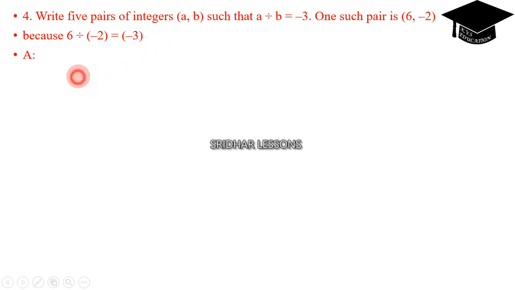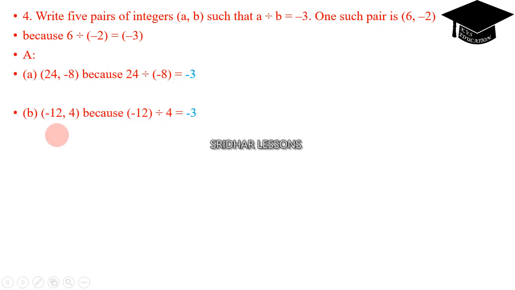Okay. Next pair is 24 comma minus 8, because 24 divided by minus 8 is equal to minus 3. And minus 12 comma 4, because minus 12 divided by 4 is equal to minus 3. Next one, 15 comma minus 5, because 15 divided by minus 5 is equal to minus 3.